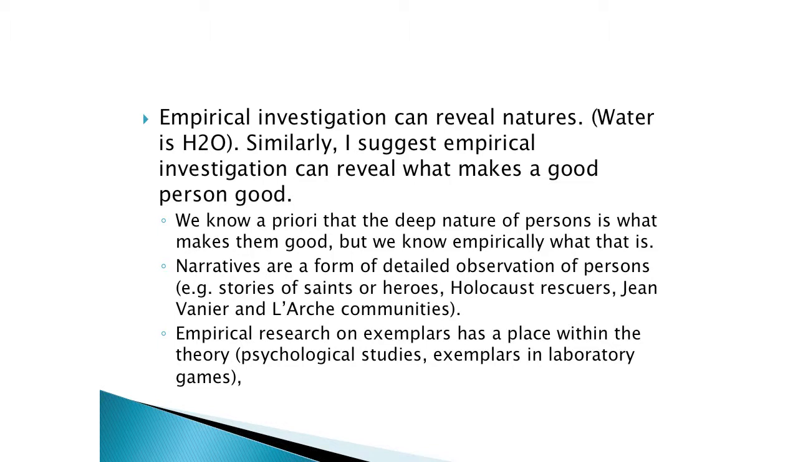I told you that one of the interesting features of Kripke's version of the theory of direct reference is that there are necessary a posteriori truths, that empirical investigation can reveal the natures of things. The standard example, of course, is that water is H2O. Similarly, it could turn out that empirical investigation can reveal what makes a good person good, just as empirical investigation can reveal what makes water water or gold gold. And to pursue this analogy, if we know a priori that the deep structure of water is what makes it water, we might also know a priori that the deep nature of persons is what makes them good persons. The deep nature of good persons is what makes them good.